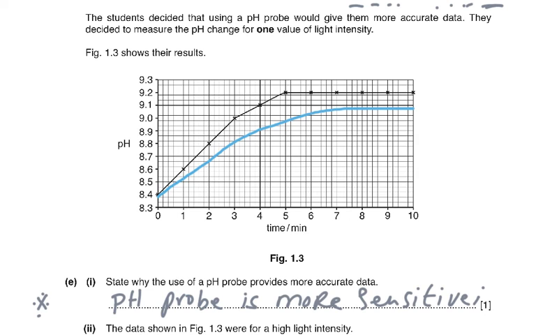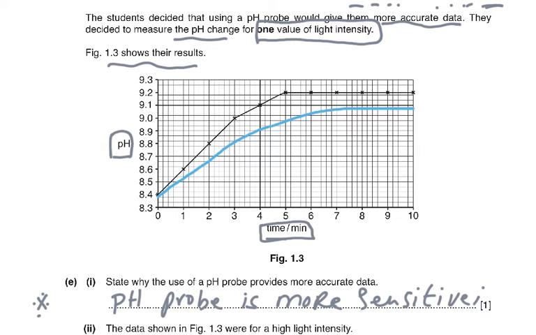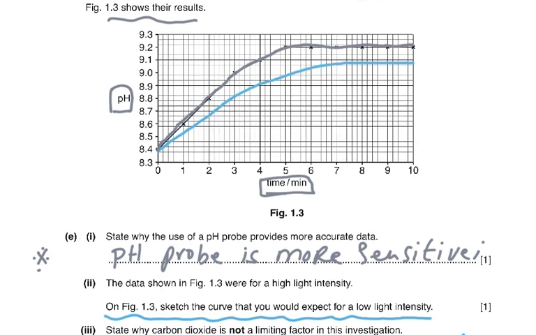The student decided that using a pH probe would give them more accurate data. They decided to measure the pH change for one value of light intensity. Figure 1.3 shows their results. So we've got pH here on the y-axis, and here we've got time in minutes. So you see this graph, which is increasing like this, and then it becomes constant, a very typical graph, and light intensity is being kept constant. And here we're seeing how the pH is changing, and then the pH remains the same at about 9.2.